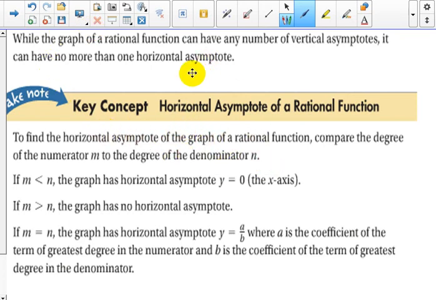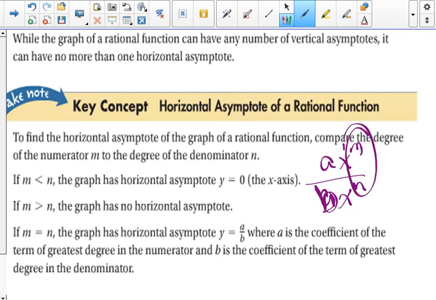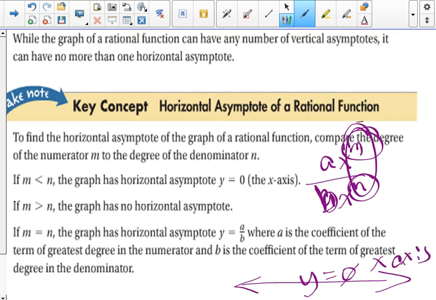Okay, now here we go with the horizontal. This is what I was explaining a minute ago, and I just got ahead of myself. For the horizontal, what you do is you look at the powers, the highest power in the numerator and the highest power of the denominator. We'll call it ax to the m over b x to the n, okay? So you're going to look at the powers. If the power on the top is less than the power on the bottom, then it's got a horizontal asymptote of y equals 0. It's just your x-axis. So if the power on the top is smaller than the bottom, the x-axis is your asymptote.